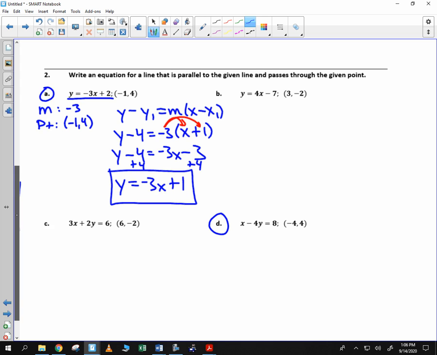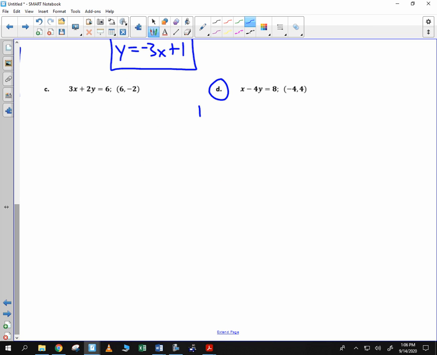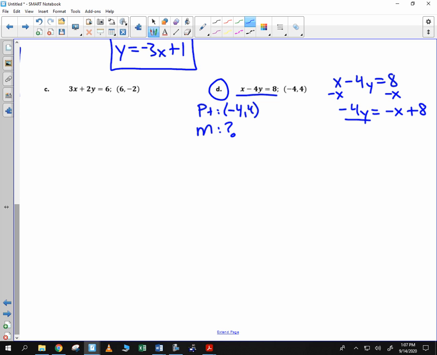For letter D, the difference is that we have a point, located at negative 4, positive 4. But our slope, we don't know that. You can't just look at this and know what the slope is. Because of that, we will put it into slope-intercept form. X minus 4y is equal to 8. I will subtract the x. Negative 4y is equal to negative x plus 8. Divide by negative 4. Y is 1/4 x minus 2. So that tells me that the slope is 1/4.